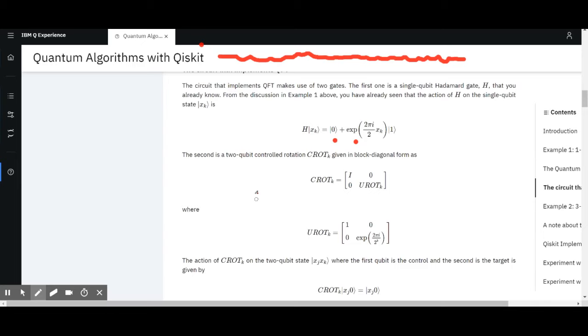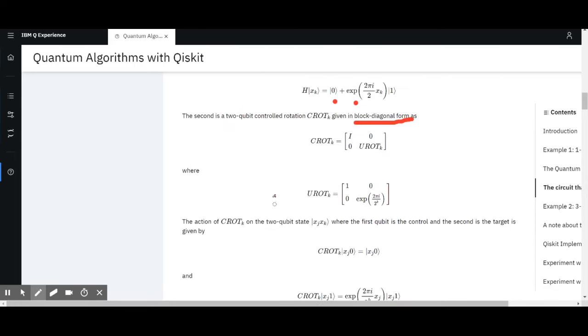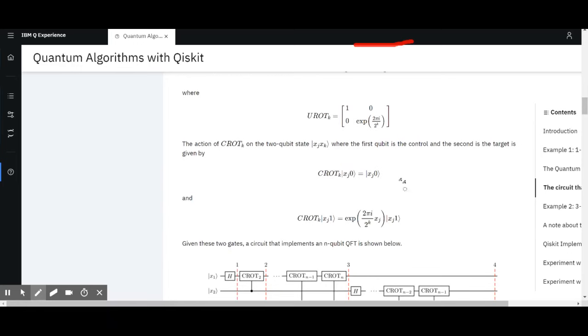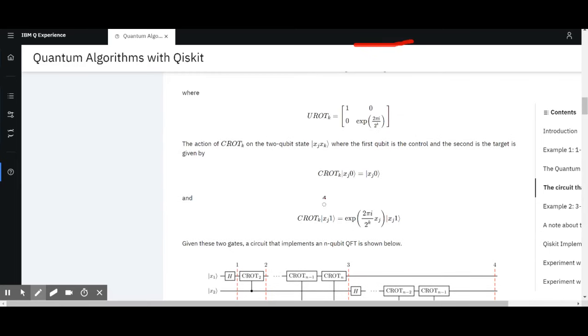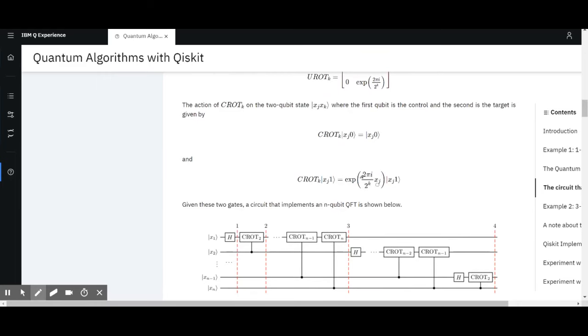The second is a two-qubit controlled rotation given in block diagonal form, whatever that means. Controlled rotation K, this and this, rotation, okay? The action of the controlled rotation on the two-qubit state, where the first qubit is the control and the second is the target, is given by this. Yeah, so it rotates. It's a controlled rotation on the one component. It does nothing to zero and it does this to one.